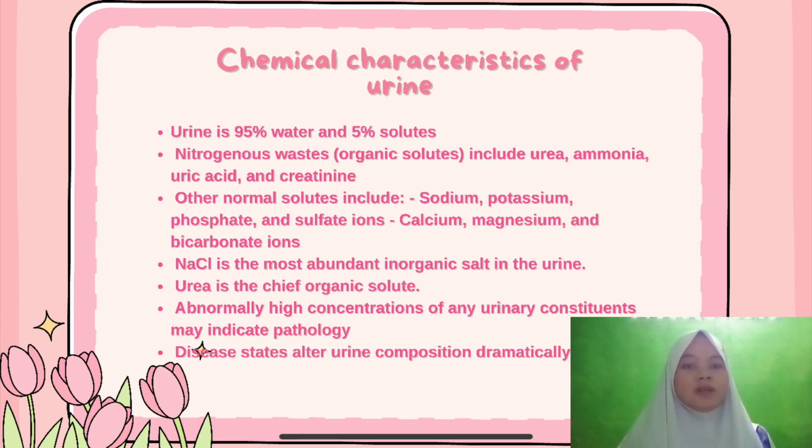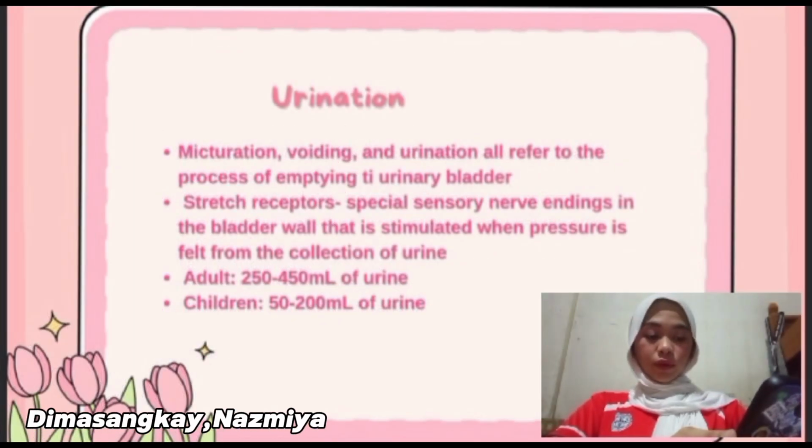And chemical examination of urine. The routine chemical examination of urine involves qualitative tests for protein, glucose, hemoglobin, ketone bodies, and bile pigments. These components are mostly present in urine from a healthy individual as well, but in tiny amounts, detectable by the routine test. So, urination, when we say urination, it is also known as micturition or voiding.